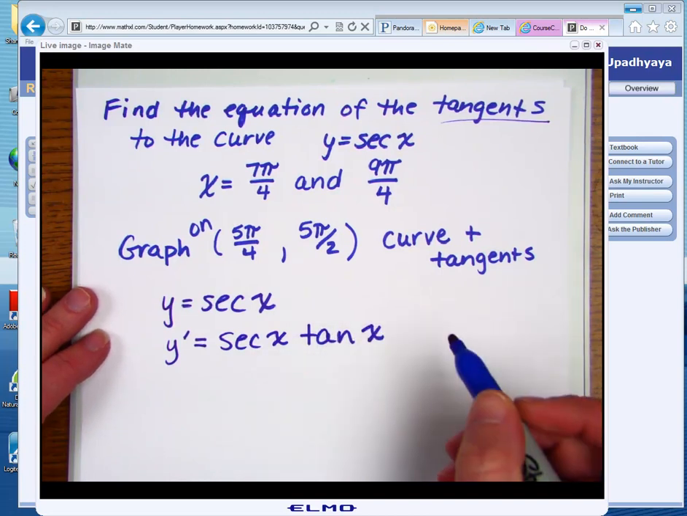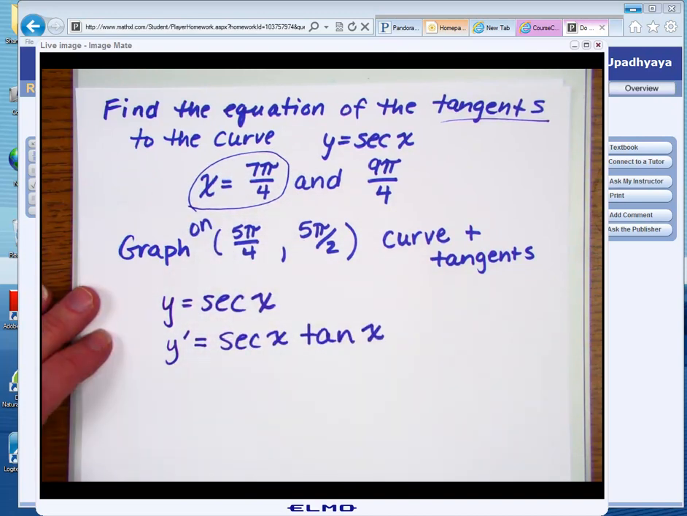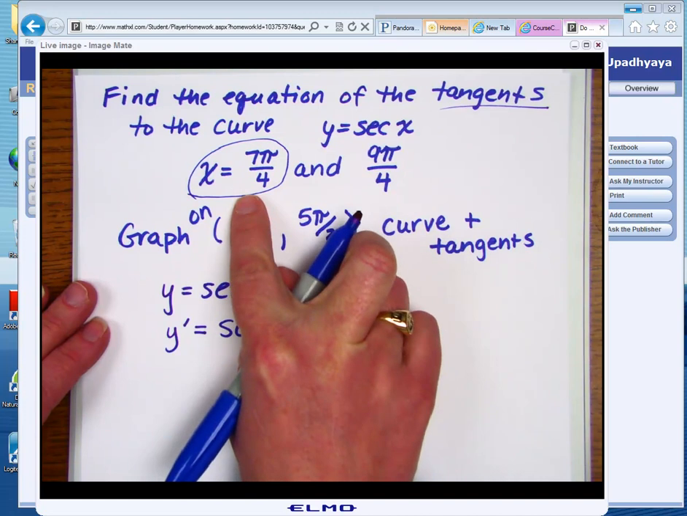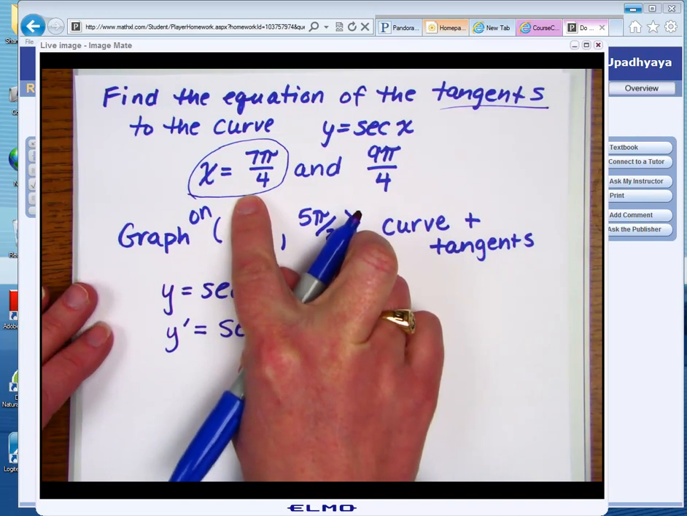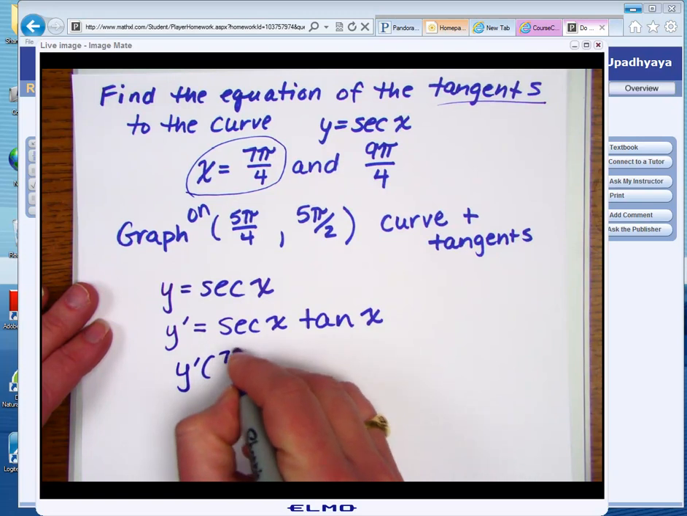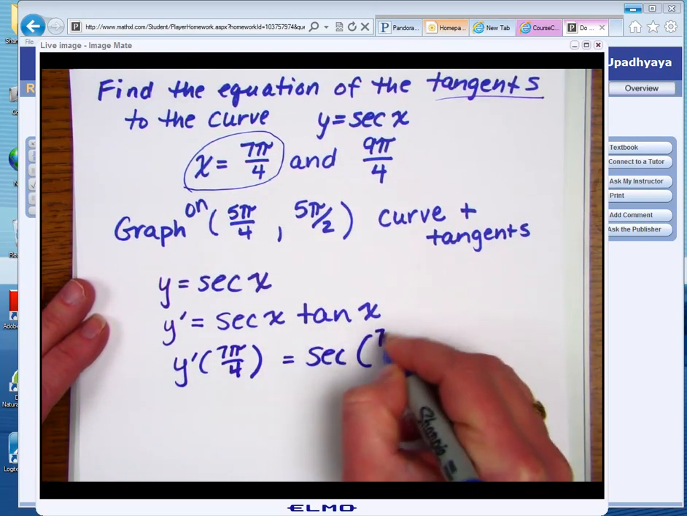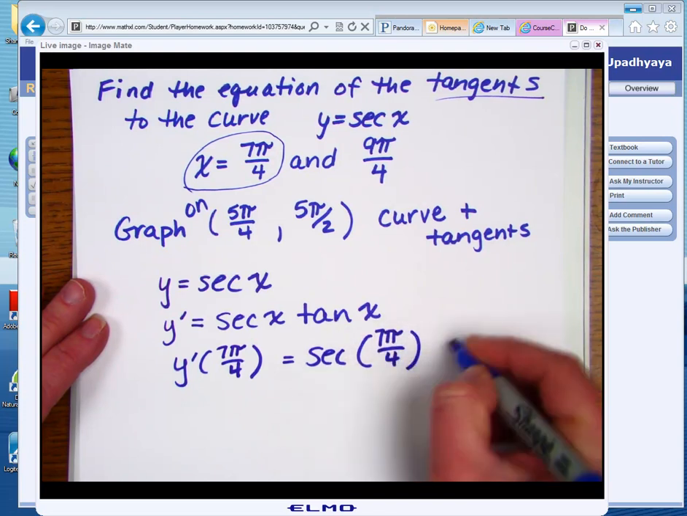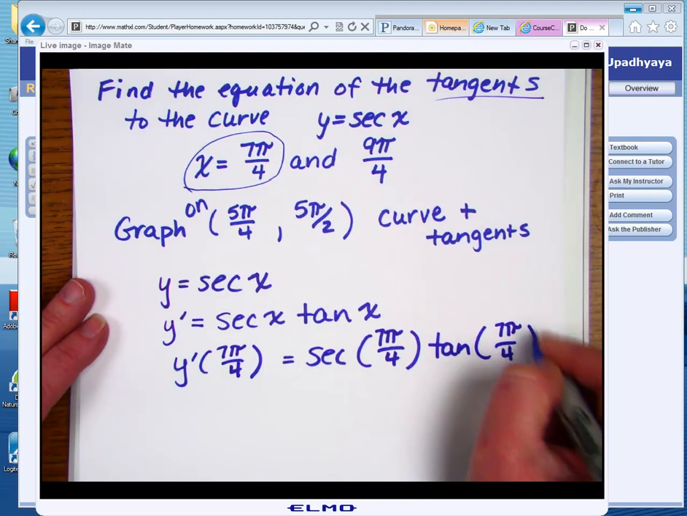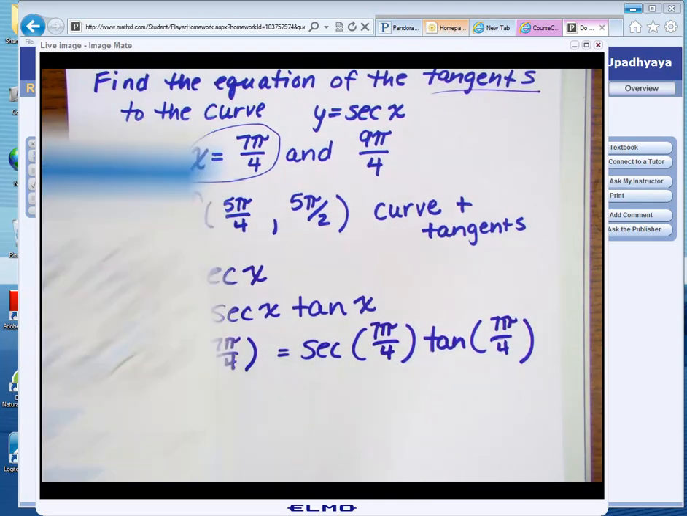Now I'm going to look at this at two different points. My first point is 7 pi over 4. So to get my slope of this line, I'm going to plug in 7 pi over 4. So y prime of 7 pi over 4 is going to be the secant of 7 pi over 4 times the tangent of 7 pi over 4. I don't know if I was using the wrong numbers or if I was doing that wrong. All right, we can move to our sheet.